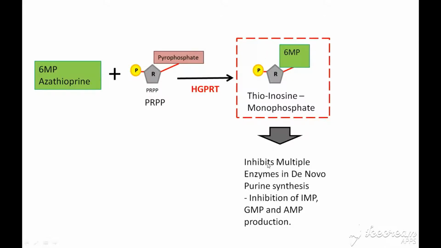So what it does is that it inhibits multiple enzymes in the de novo purine synthesis pathway, and it's going to prevent the formation of IMP, GMP, and AMP. It's going to prevent DNA and RNA synthesis inside the cell, and it's going to lead to cell death. So these drugs can be used as cancer medications and also as immunosuppressants.